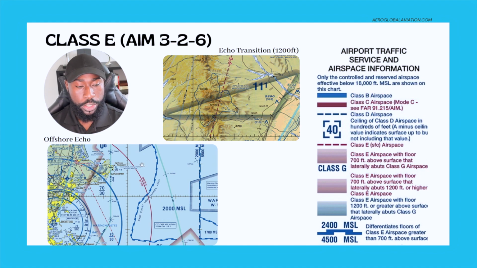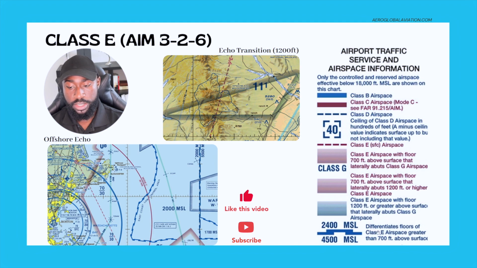And then offshore echo is represented by these zipper lines right here. The zipper lines basically tell you, as you can see, this is just off the coast here. It's offshore echo, and it tells you echo starts at 2,000 feet MSL here. So that's the general idea. As you can see with the legend here, it differentiates the floors of Class Echo airspace greater than 700 feet above the surface. See, over here, wherever you have 2,400 feet on that side, echo starts at 2,400 feet, and on this side, echo starts at 4,500.